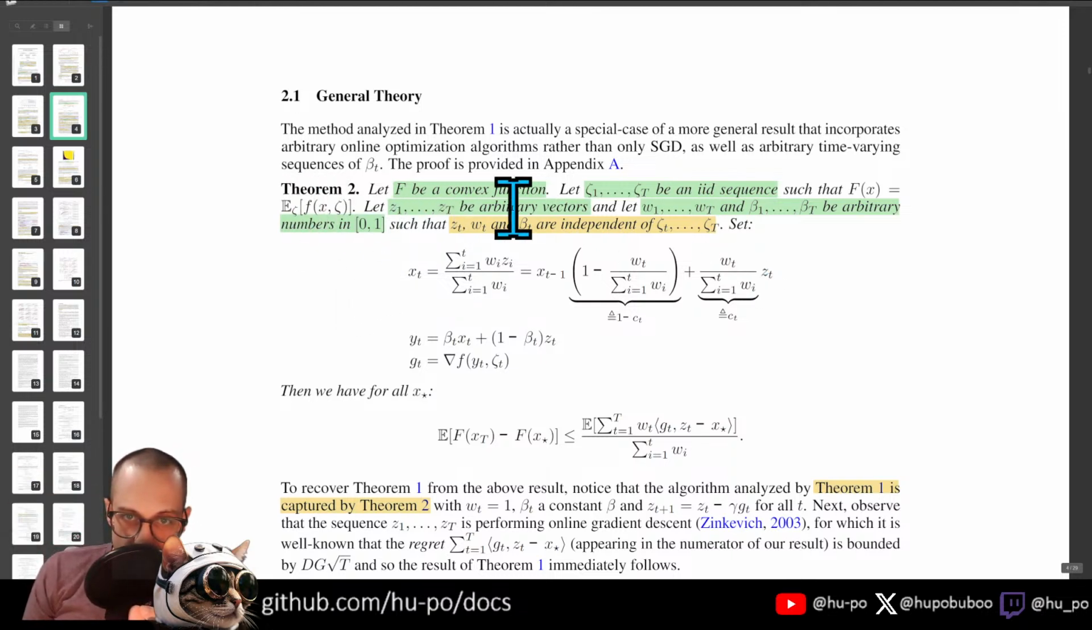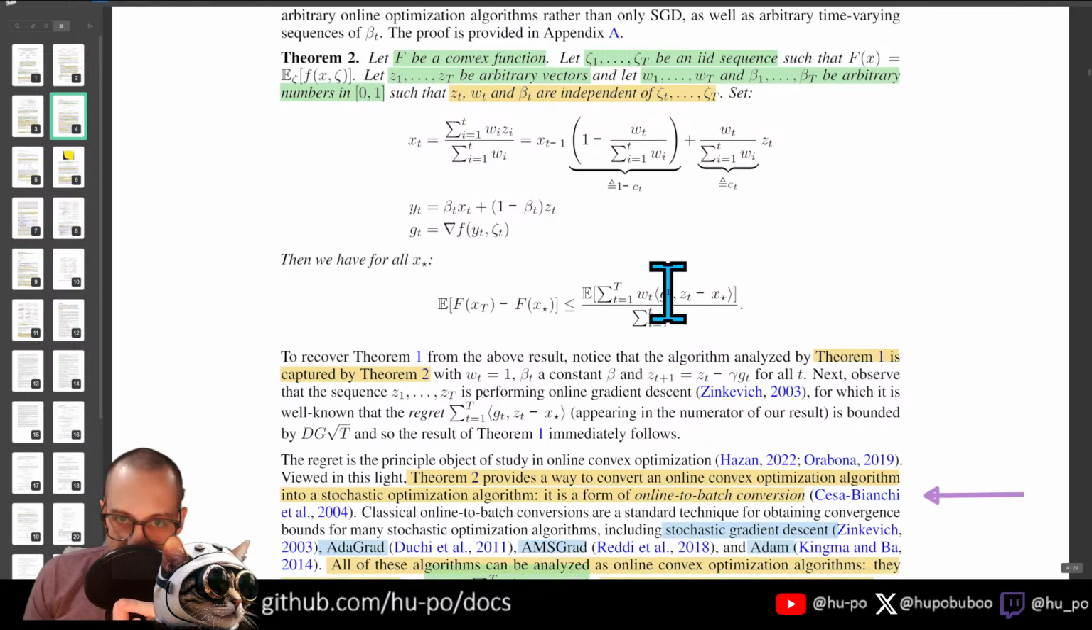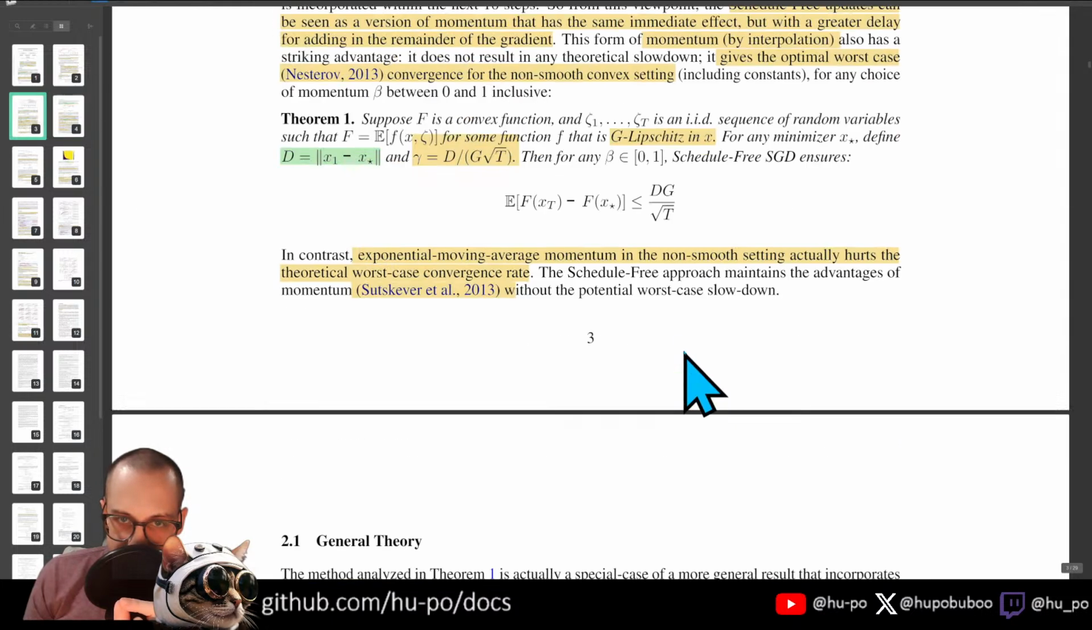Let z1 all the way to zT be arbitrary vectors. This is going to be your sequence of effectively model parameter values, and you're going from z1, which is the same as x1, and then z2, z3, z4, all the way to zT. w1 all the way to wT, beta 1 all the way to beta T be arbitrary numbers. They're independent. You plug it all in here, you reduce it all down, and you end up basically with this, which is very similar to this.